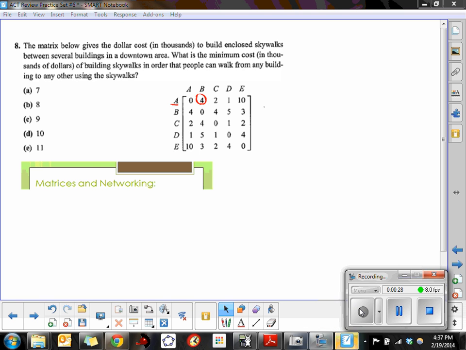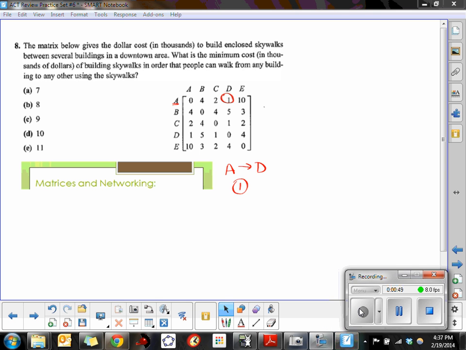Well, no. Here's how I'm going to do this. I'm going to do it in a systematic way. I'm going to start in building A. What would be the most economical way to connect A to another building? Going $4,000, $2,000, $1,000, or $10,000? Well, $1,000 is cheaper than any other way I could do it. So I'm going to go from building A to building D, and it's only going to cost me $1,000.